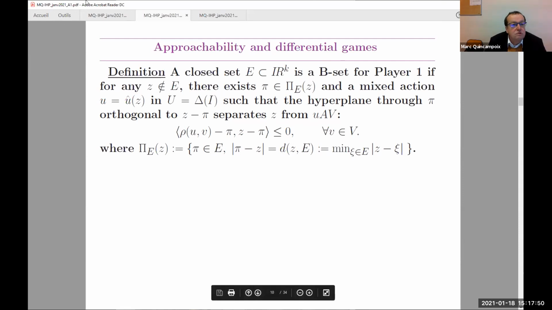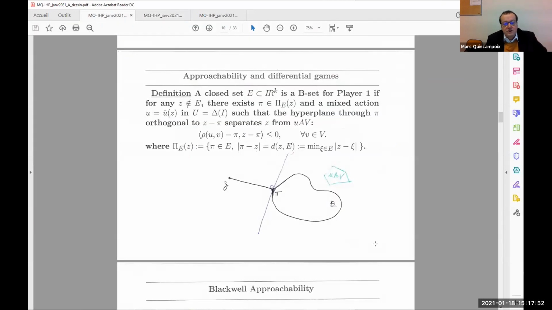Maybe I can show a picture. I have tried to make a picture. So for every Z, my picture is here. We have the set E. For every Z which is not in E, you can find a projection. There exists a projection P. Of course, because this set is not convex, there is no uniqueness of projection. So we have to define the set of projections of Z in E. It is the set of P which realize the minimum of the distance.